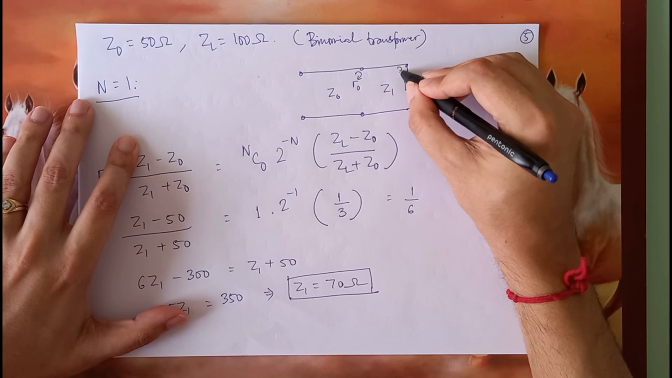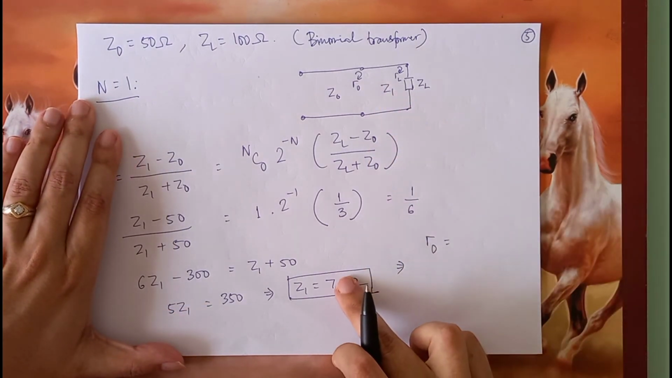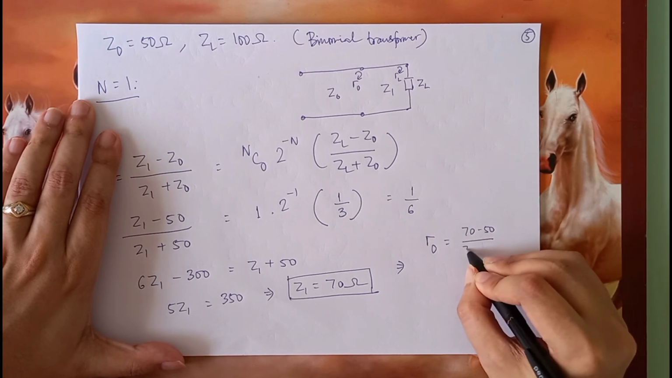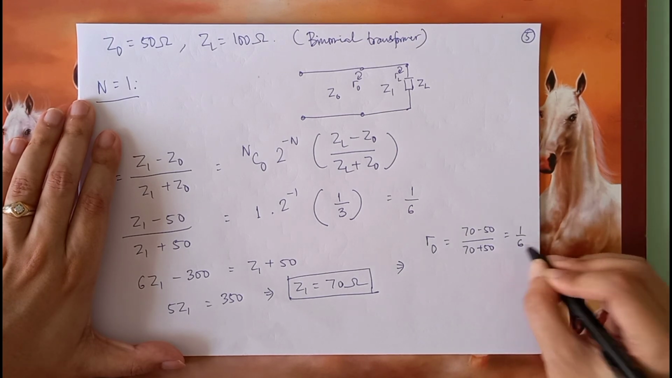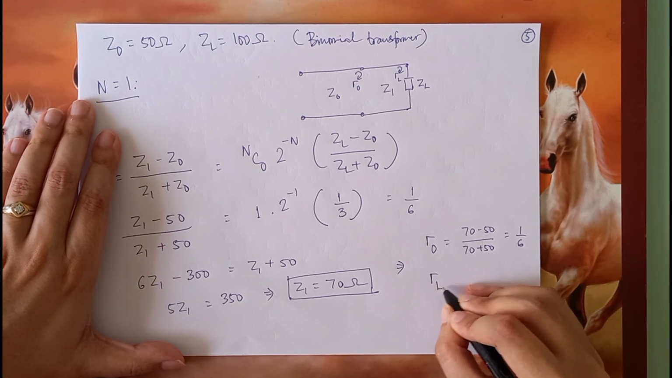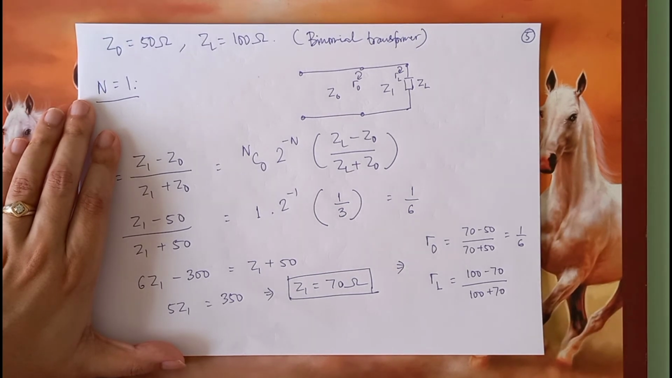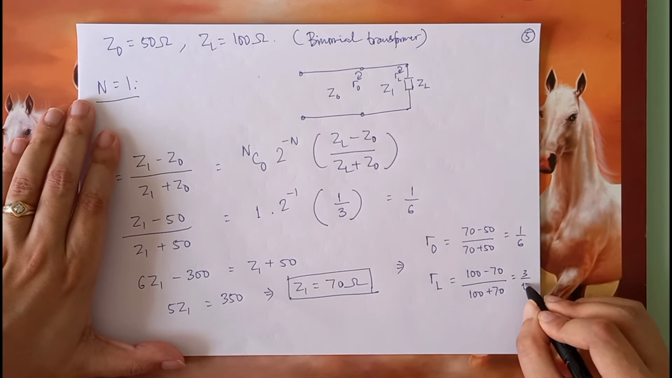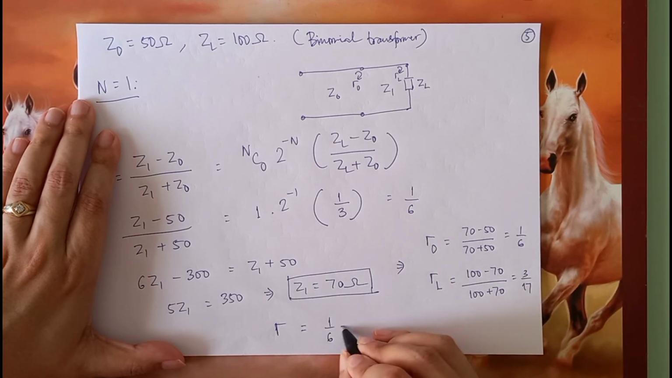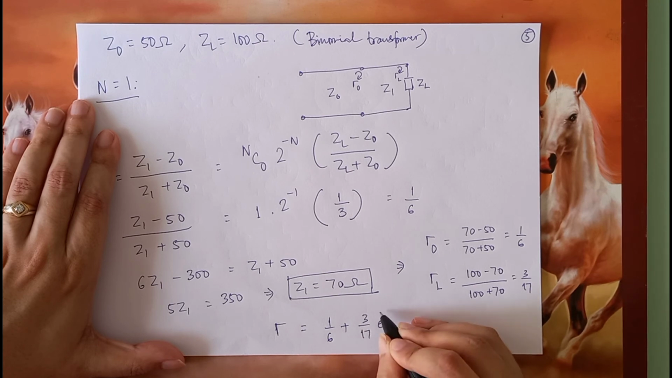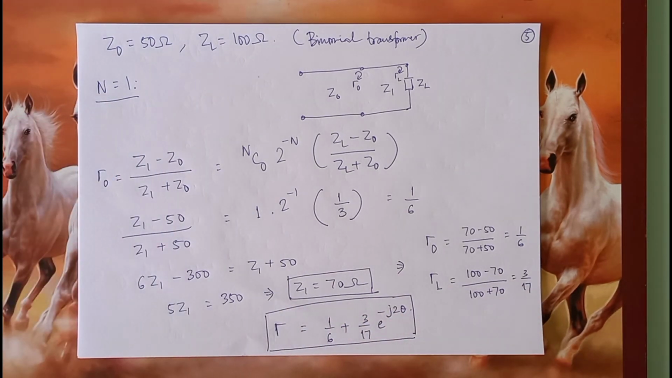So in that case, you have gamma 0 and you have gamma L. In this case, gamma 0 will be 70 minus 50 divided by 70 plus 50. That will be 1 by 6, and gamma L, that is 100 minus 70 divided by 100 plus 70, will be 3 by 70. So therefore, using the theory of small reflections, I can say that gamma is equal to gamma 0, that is 1 by 6, plus gamma L, that is 3 by 70, times e raised to minus j 2 theta. This is the case for when N is equal to 1.